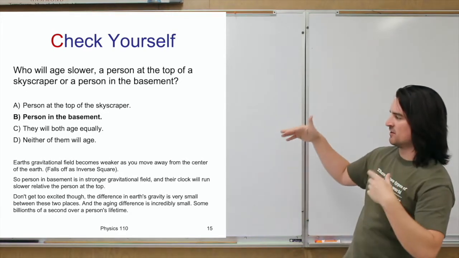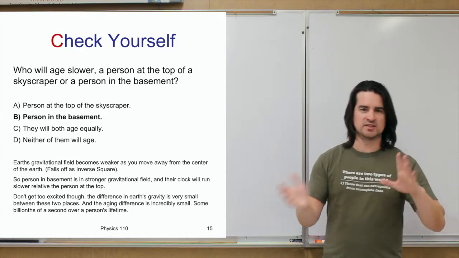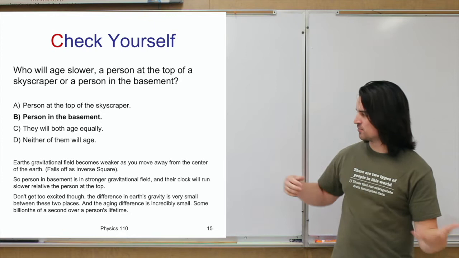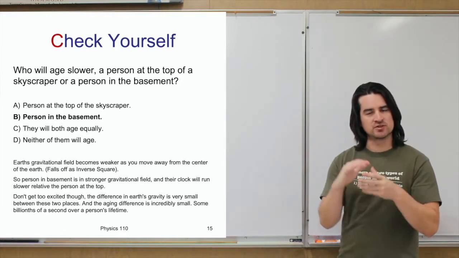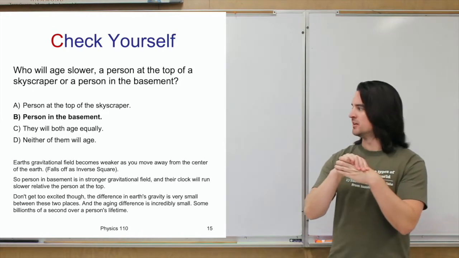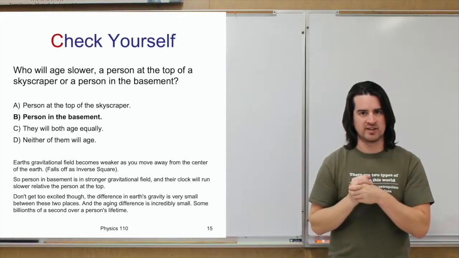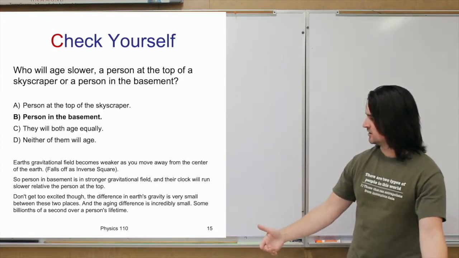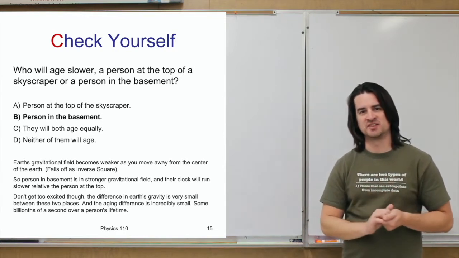And technically it falls off as an inverse square thing, but we don't have to go back and talk about that so much. So the person in the basement is closer to the center of the Earth, closer to the mass, and so is in a stronger gravitational field, so time will run slower for that person as compared to the person in the skyscraper. So technically, the person in the basement would live a little bit longer.